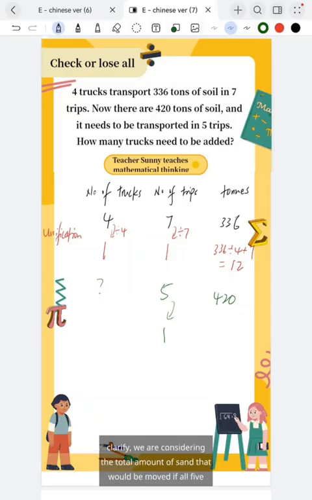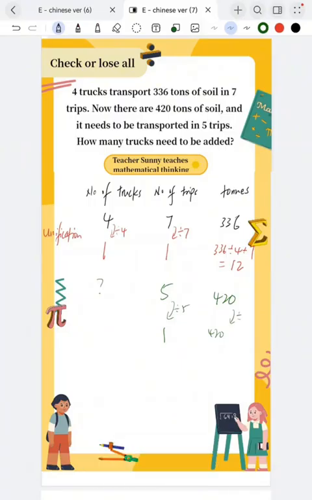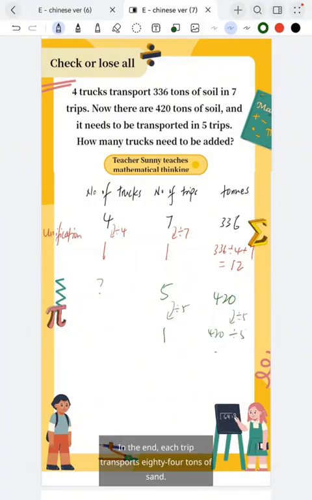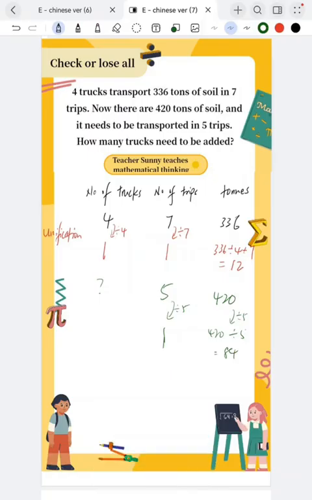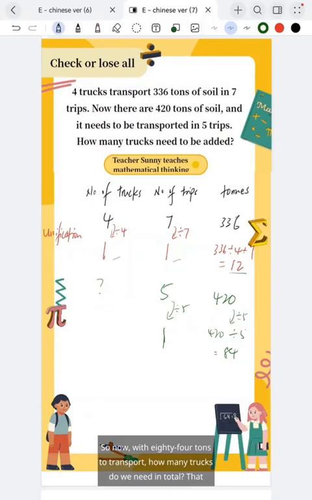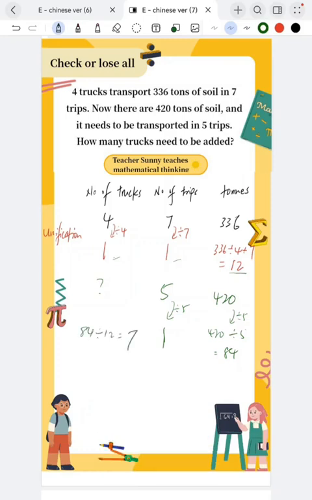So to clarify, we are considering the total amount of sand that would be moved if all 5 trips were merged into a single journey, instead of keeping them as individual trips. In the end, each trip transports 84 tons of sand. Okay, so we use 84 tons per trip, and we know that 1 truck can carry 12 tons per trip. So now, with 84 tons to transport, how many trucks do we need in total? That would be 84 divided by 12, which comes out to 7 trucks.